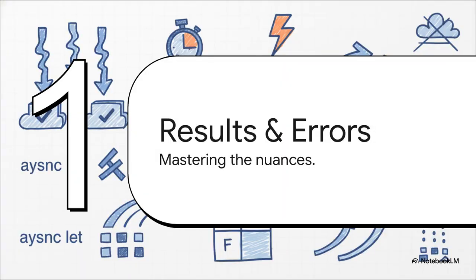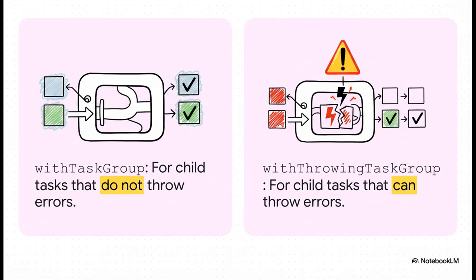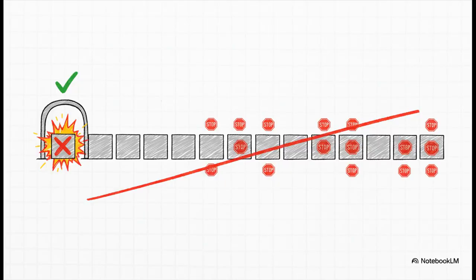Okay, so we've got the basics down. Now let's level up and talk about the details that really matter in the real world. How do we handle results? What happens when things go wrong? And how does cancellation work? First thing you need to know is there are 2 flavors of task groups. If the work you're doing is guaranteed not to fail, you can use the standard withTaskGroup. But for pretty much anything involving the network or the file system, things that can fail, you're going to want to use withThrowingTaskGroup.